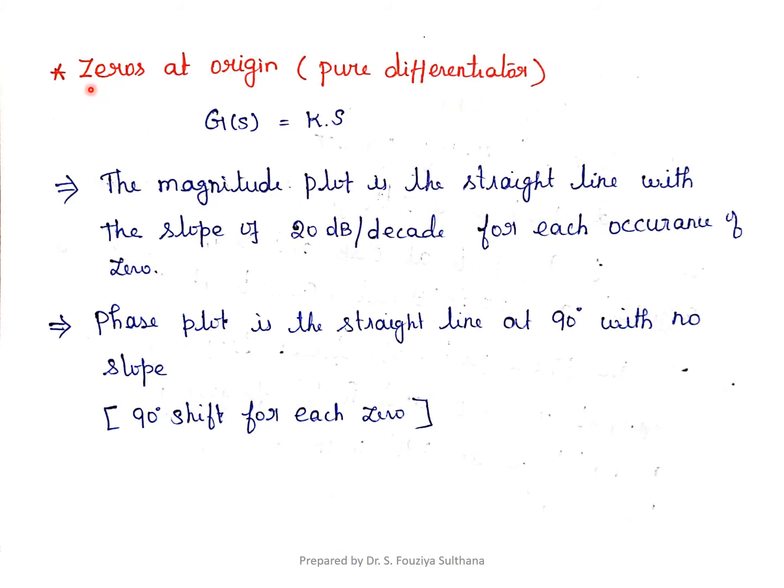When you are having zeros at origin as a constituent part, the magnitude plot is the straight line with a slope of 20 dB per decade for each occurrence of the zero, and the phase plot is a straight line at 90 degree with no slope, and it will be having 90 degree phase shift for each zero.